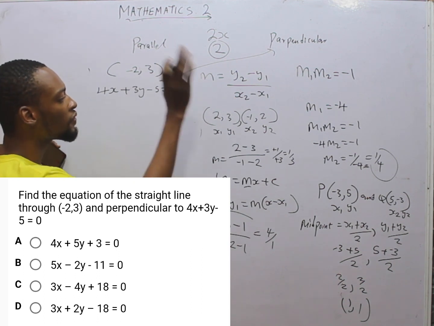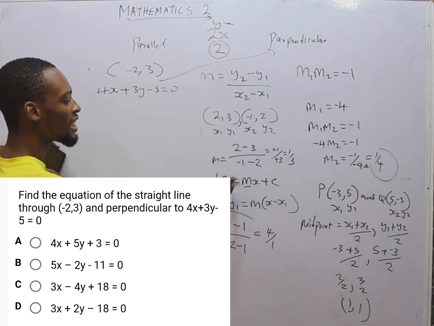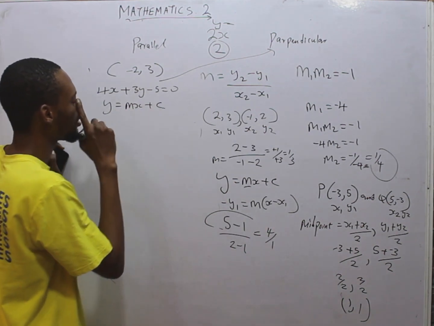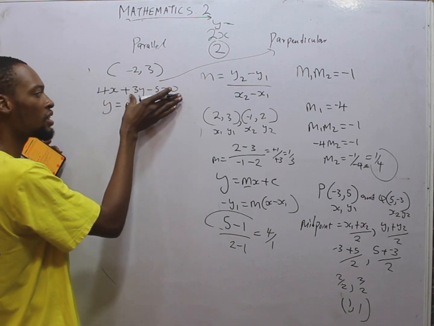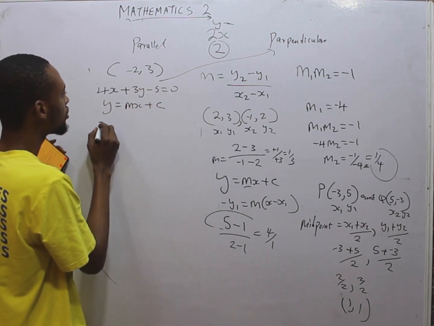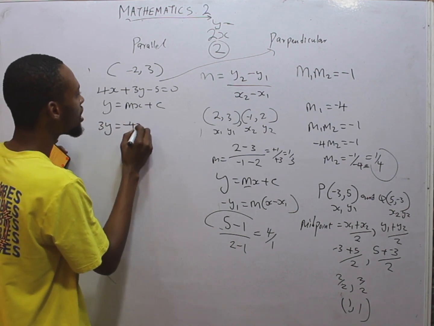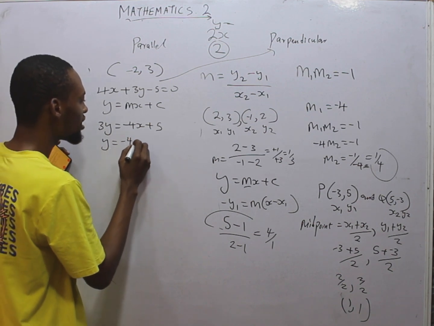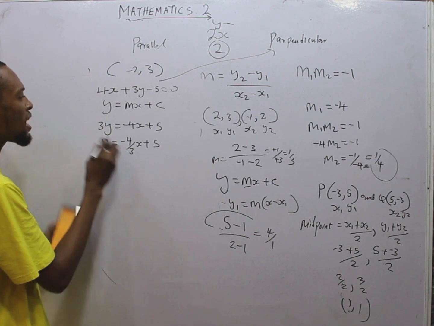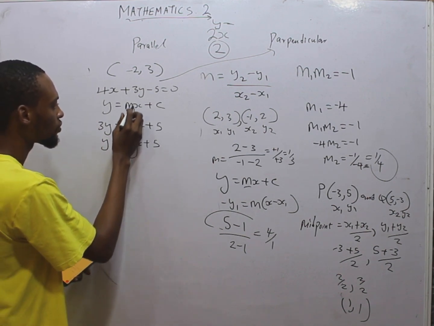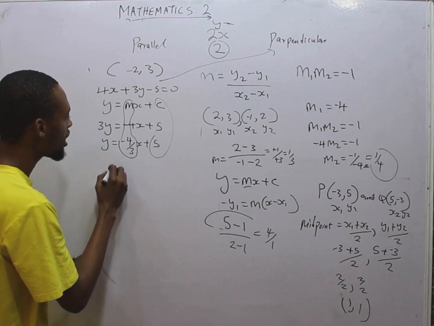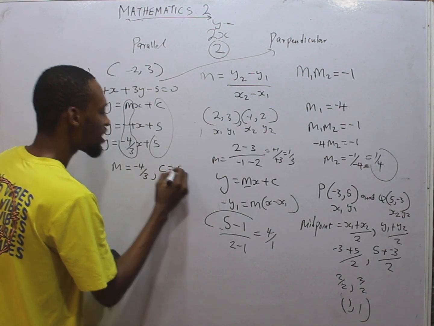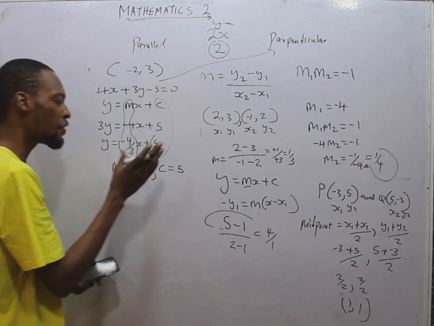So here, the one we solved earlier, y was equal to something. To get something like this, y equals mx plus c. So in this case, let's make y the subject of the formula to have 3y equals minus 4x plus 5. y equals minus 4 over 3 x plus 5. Comparing to this, m is equal to minus 4 over 3 and intercept c is equal to 5.